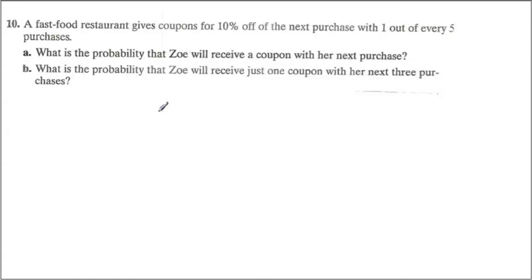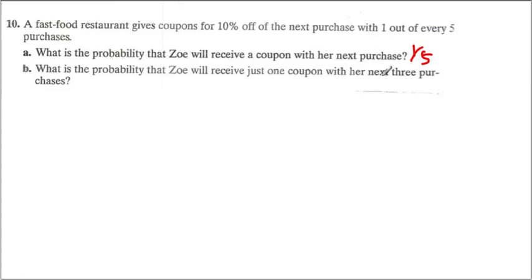Number 10. A fast food restaurant gives coupons for 10% off the next purchase with 1 out of every 5 purchases. Now, what is the probability that Zoe will receive the coupon with the next purchase? In this case, the coupon comes in 1 out of every 5 purchases. So that means the chance that she will get that coupon is simply 1 out of 5. It can be any one of those 5 possibilities.